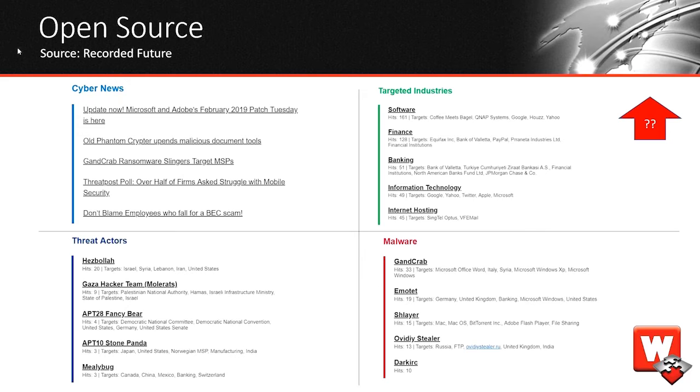And Mealybug is a prolific group that's been around since 2014, and they're well known for the development of the Emotet malware. Hezbollah is a Shia Islamist political party and militant group based in Lebanon. The group's success can partially be attributed to the substantial financial backing from Iran, which donated more money to Hezbollah than any other foreign military group. And targeted this week are software, finance, banking, information technology, and internet hosting.